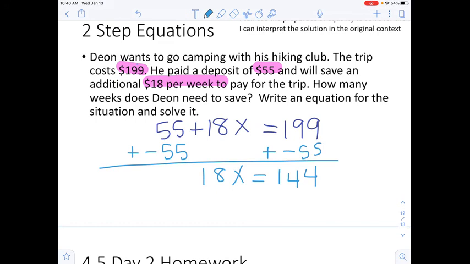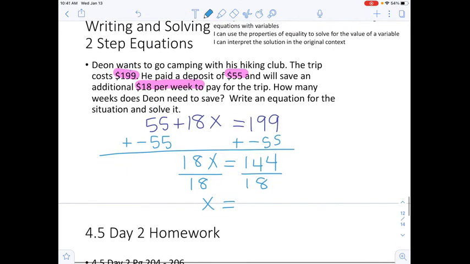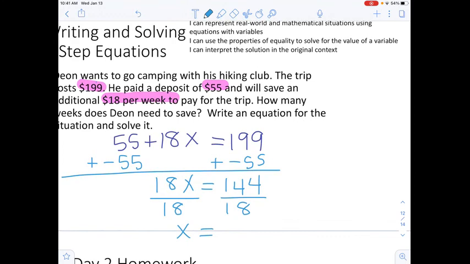Then I need to get rid of my coefficient. My coefficient is 18 times x. I'm going to do the opposite and divide both sides by 18. And I'm left with x equals, and then how many times does 18 go into 144?